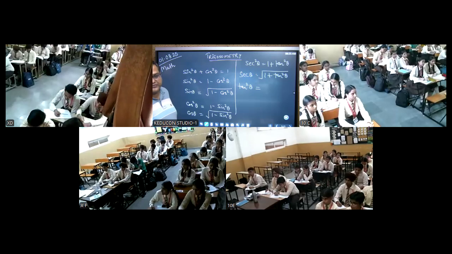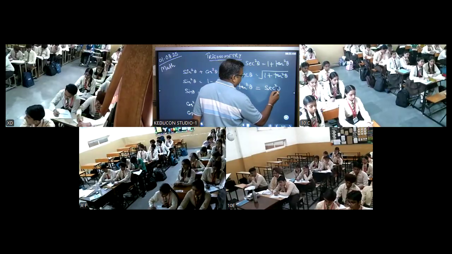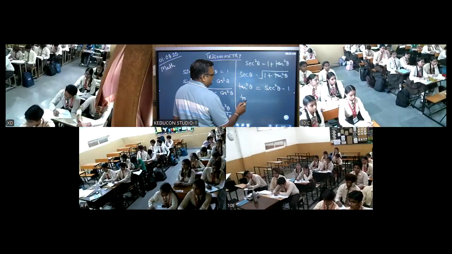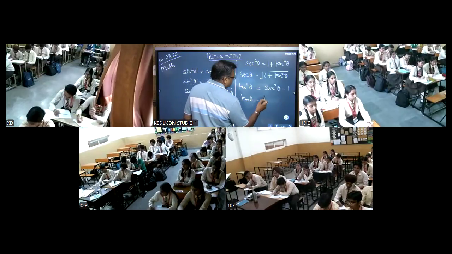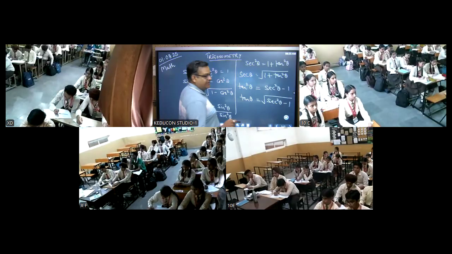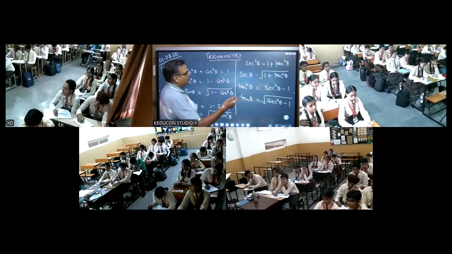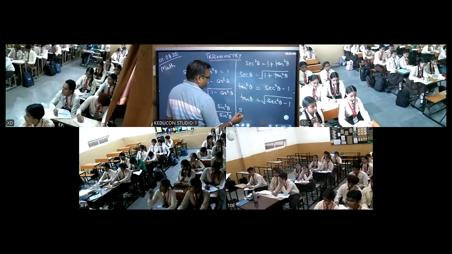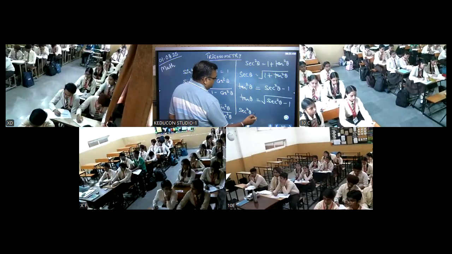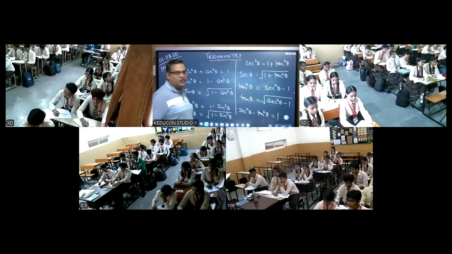What is the value of tan square theta? Secant square theta minus 1. And the value of tan theta? Square root of secant square theta minus 1. What can be the fifth way of representing this identity? You take tan square theta on the left side. This becomes secant square theta minus tan square theta is equal to 1. So this identity can be expressed in the 5 different forms.